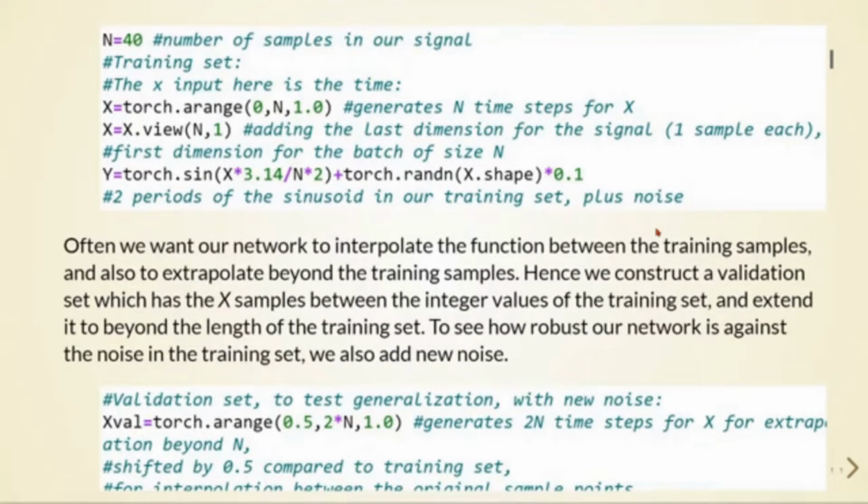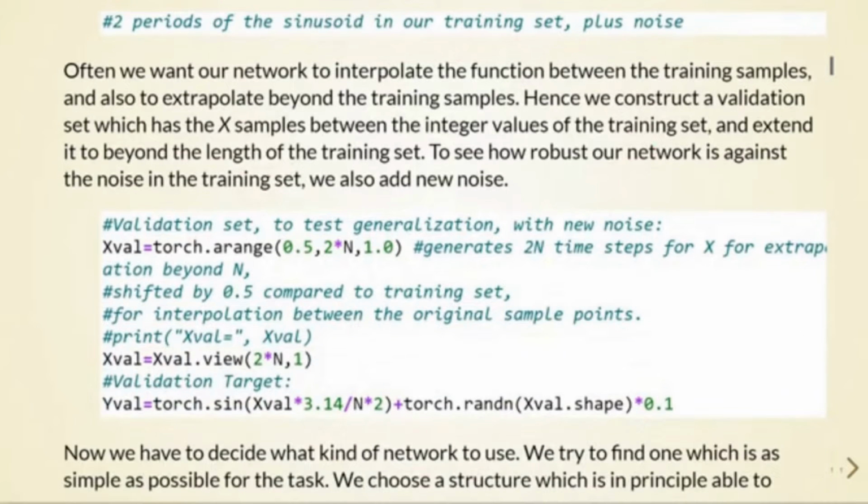Often we want our network to interpolate the function between the training samples and also to extrapolate beyond the training samples. Hence, we construct a validation set which has the x samples between the integer values of the training set and extends beyond the length of the training set. We can see how robust our network is against the noise in the training set. We also add some noise, so for a validation set, to test the generalization with new noise, this is what we're doing.